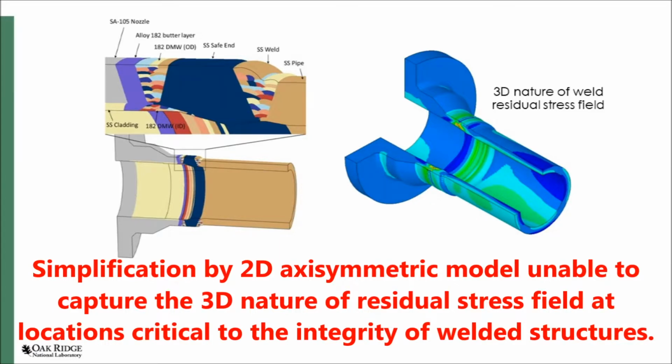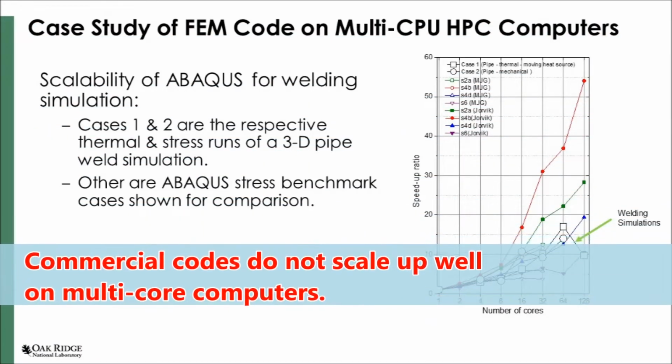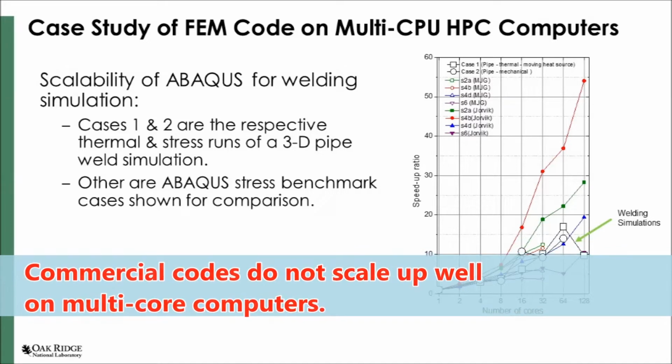One way to speed up the computation is to use parallel computing techniques on multi-core HPC computers. However, commercial codes do not scale up well on multi-core computers.